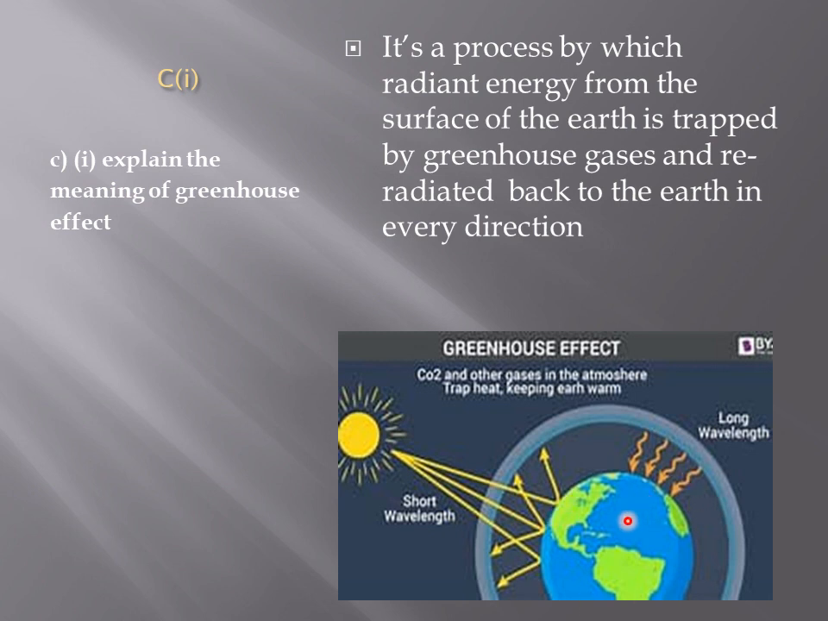The earth, now heated, releases radiant energy. As the radiant energy goes up, it is trapped by these greenhouse gases and re-radiated back onto the earth, and that is the meaning of greenhouse effect. It is a process whereby radiant energy from the surface of the earth is trapped by greenhouse gases, carbon dioxide and others, so that it can't escape, and it is re-radiated back to the earth in every direction.